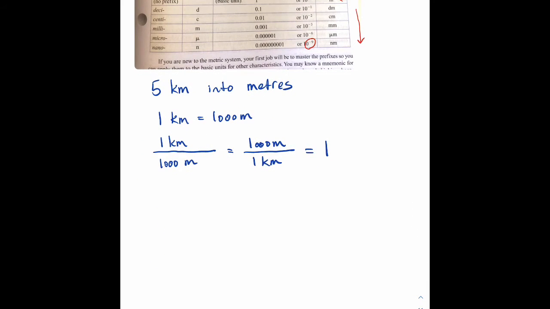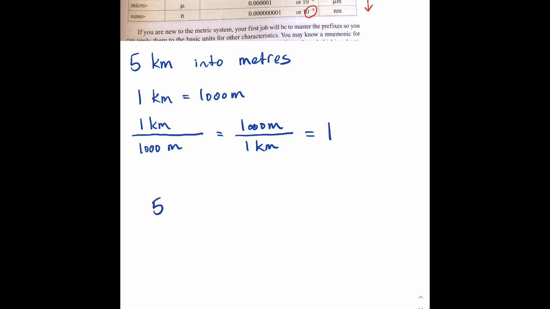Let me show you what I mean. 5 kilometers times, in this case, I would like to cross out kilometers and be left with meters. So I'm going to multiply by 1,000 meters over 1 kilometer. And now I can cancel out kilometers from the top and the bottom and be left with 5 times 1,000 meters, or 5,000 meters.